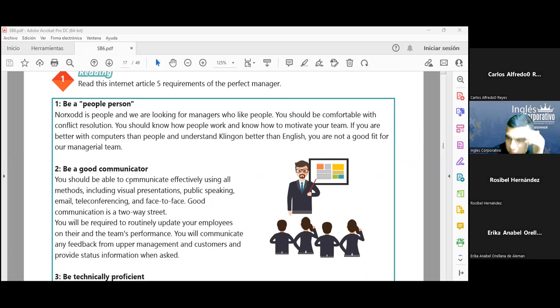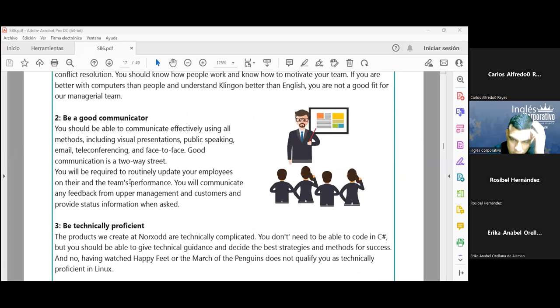Be a good communicator. You should be able to communicate effectively using all methods, including visual presentation, public speaking, email, teleconferencing, and face-to-face. Good communication is a two-way street. You will be required to routinely update your employees on their and the team's performance. You will communicate any feedback from upper management and customers and provide status information when asked.